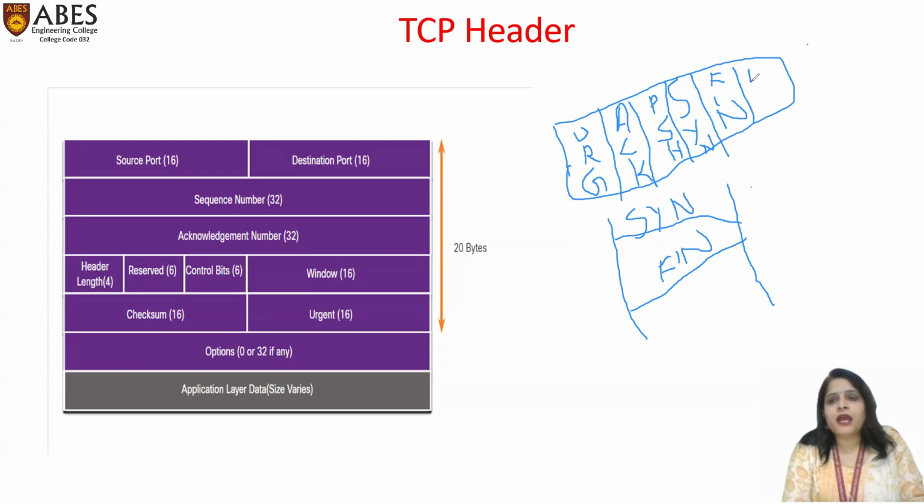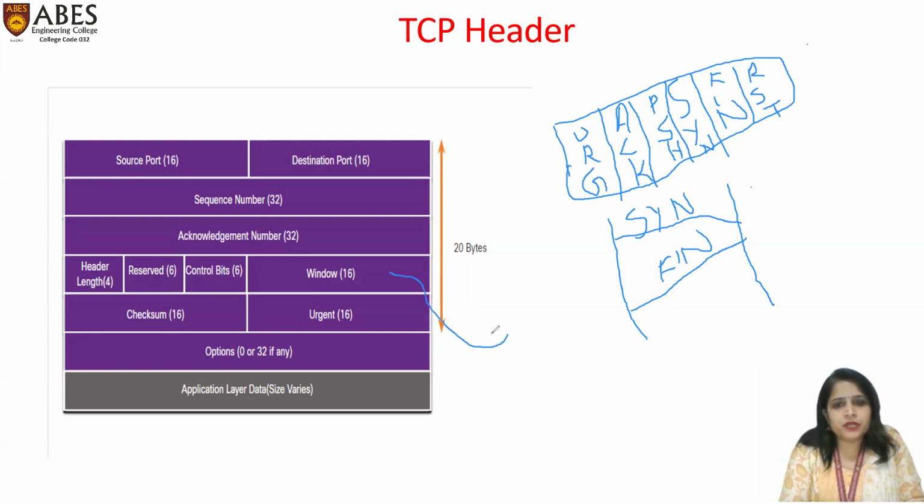The last control bit or flag bit is RST. The RST bit stands for reset. This bit is set when we want to reset the connection between sender and receiver. So these are all the control bits.